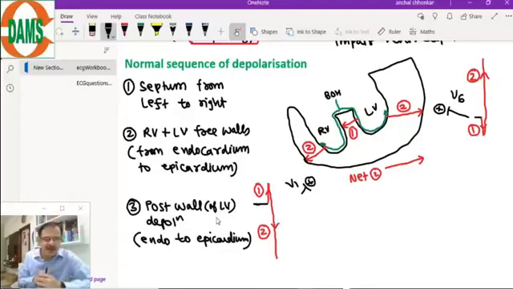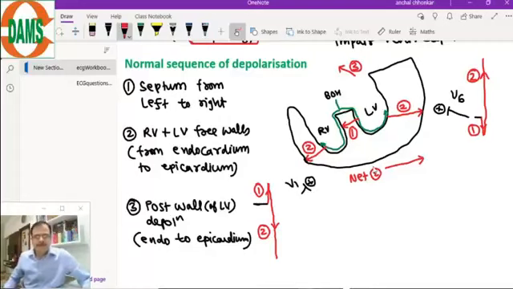Now come to the 3rd event. The 3rd event is the posterior wall of the left ventricle. The posterior wall is on the left ventricle side. So endo to epicardium, this will be the event. Look at the event: endo to epicardium of the posterior wall. Number 3rd event. The tail is the endocardial surface, and the arrowhead is the epicardial surface of the posterior wall.